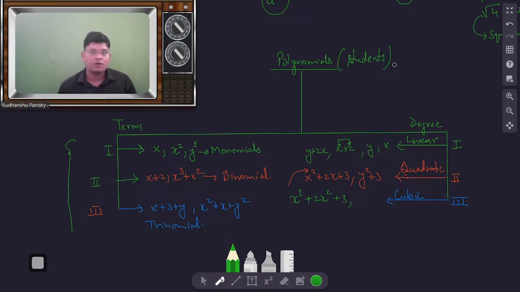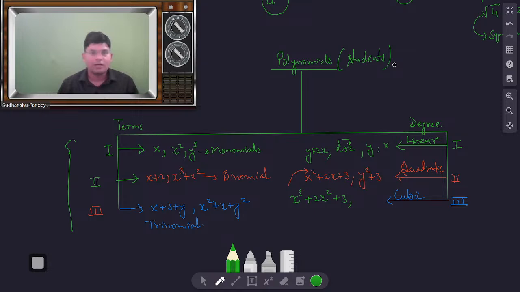Understood? Yes, sir. On the basis of degree I said that the highest exponential power, if it is 1, we will say that it is linear. If it is 2, we will say that it is quadratic. If it is 3, we are going to say that it is cubic. Alright, please write this down. Yes, sir. Make this chart as it is, and please revise this after the class, not today but tomorrow.